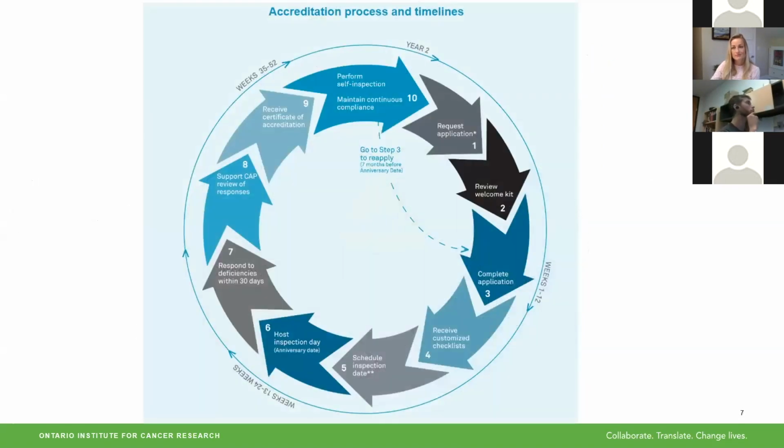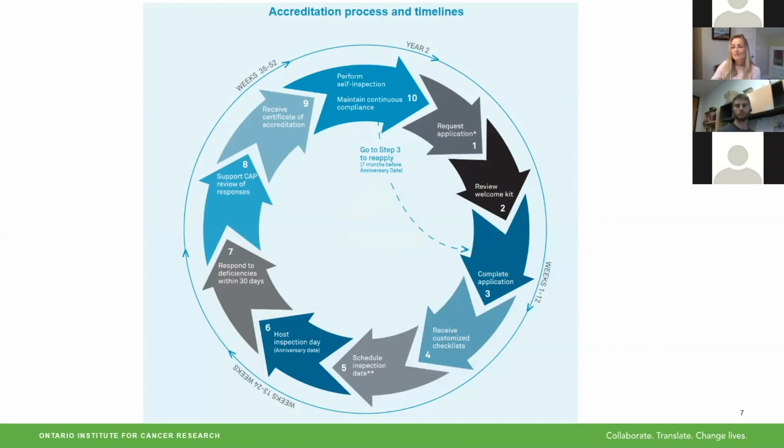And this is an example of the application cycle for CAP. IQMH is really similar. So normally a lab would have to have been working for about 2 years to get themselves established, just to be ready to even apply. And then you have to participate in a proficiency testing program for 6 months. Then you can request your application.